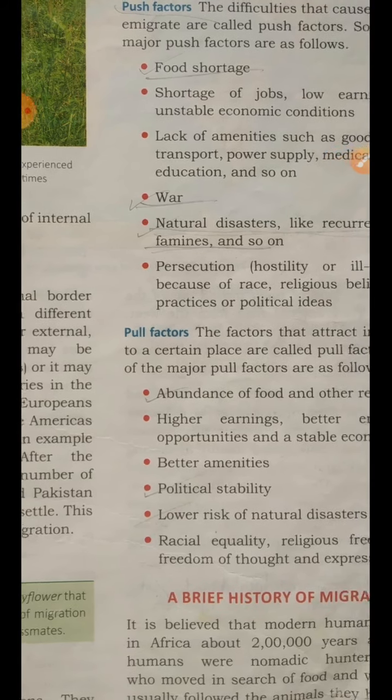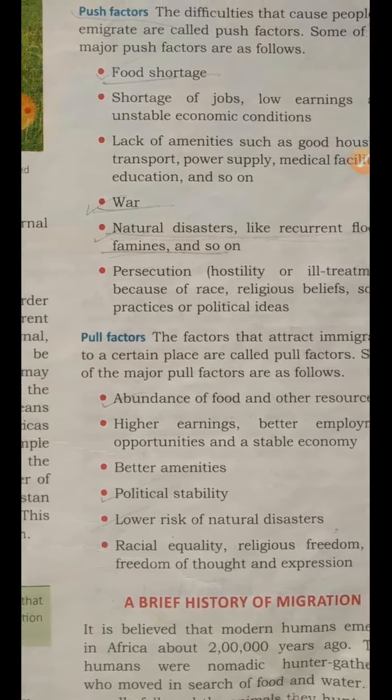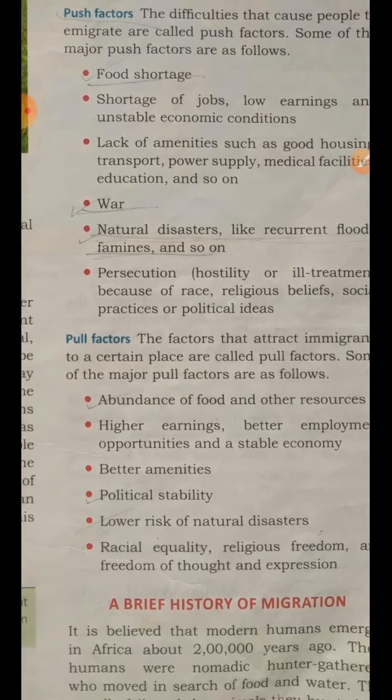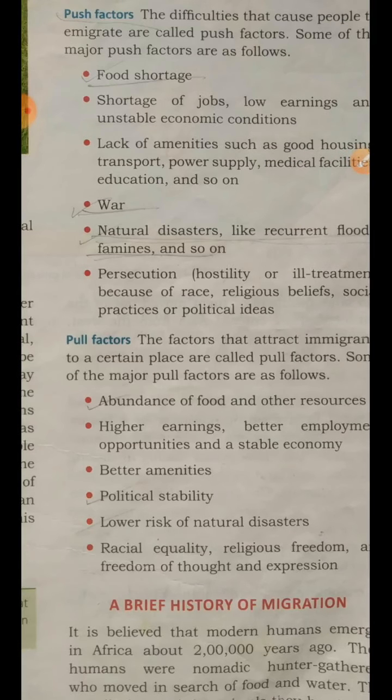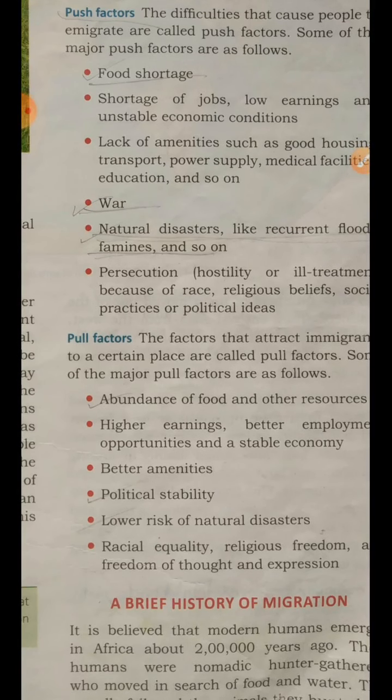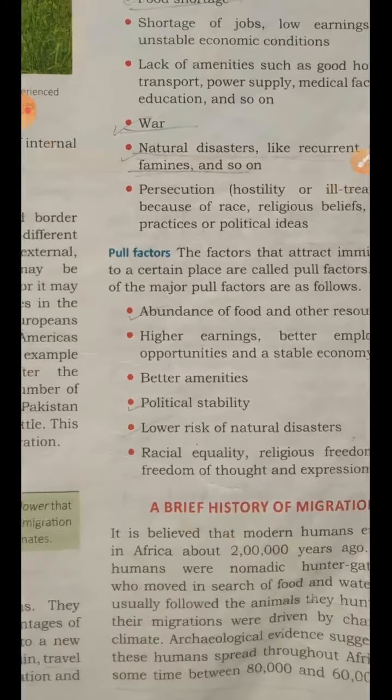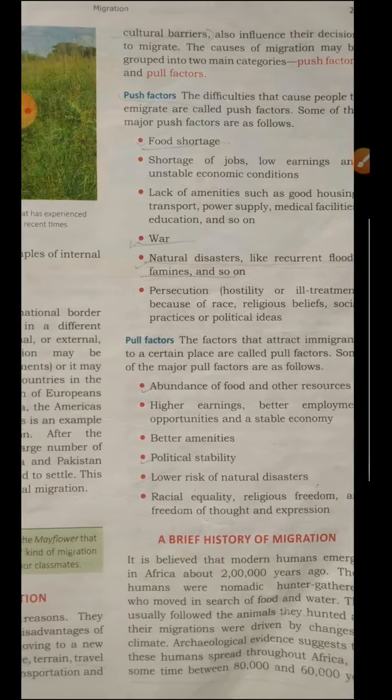The attracting factors are called pull factors. The factors that attract immigrants to a certain place are called pull factors. Some of the major pull factors are as follows. Number one is abundance of food and other resources. Resources means the things which we use in daily routine. So they are in large amount. That is called abundance, meaning in large amount.